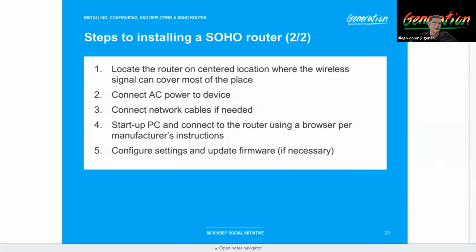For the SOHO router installation steps, we need to locate exactly where we're going to put this. Usually, it will be placed wherever the demarcation is. The demarcation is where the telco will terminate their connection into the facility. From there, any demarcation extension must be done by the internal IT.